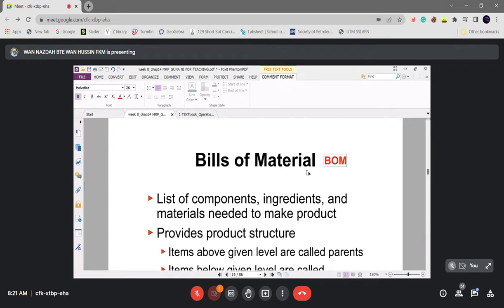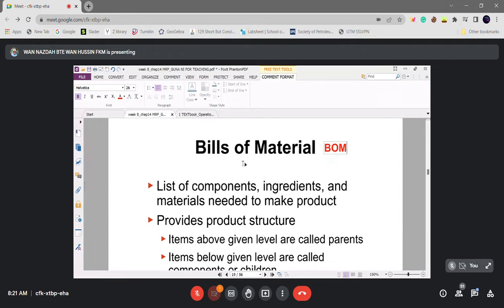So this bill of material actually gives you a detailed list of components needed to make a product. It depends. If you are in the food industry, you will have detailed ingredients for your end product, and what the materials are to make the end product. All right, so this bill of material is a list of components, component A, component B, and those kinds of things. So you will see the list only.